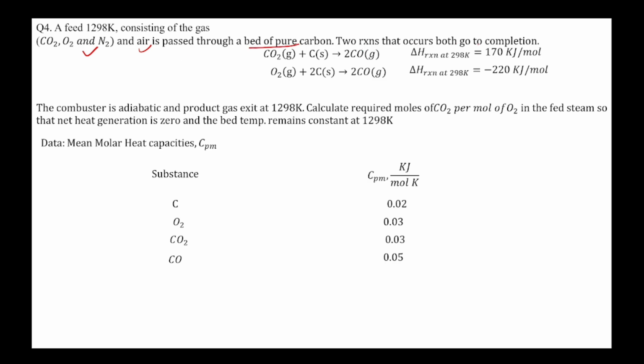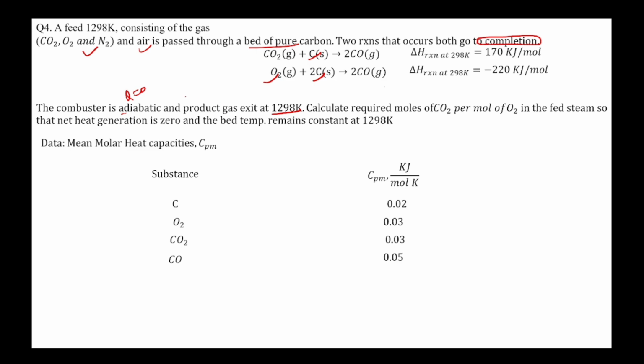Two reactions occur, both go to completion. That means complete conversion takes place of what? Carbon and oxygen. Okay, so these two, carbon and oxygen, will not be in the product because these are completely consumed. For consuming total carbon we have passed the oxygen, which is completely consumed. So we have only CO2, N2 and CO in the product. Okay, the combustor is adiabatic, so Q is equal to 0, and the product gas exits at 1298 Kelvin.